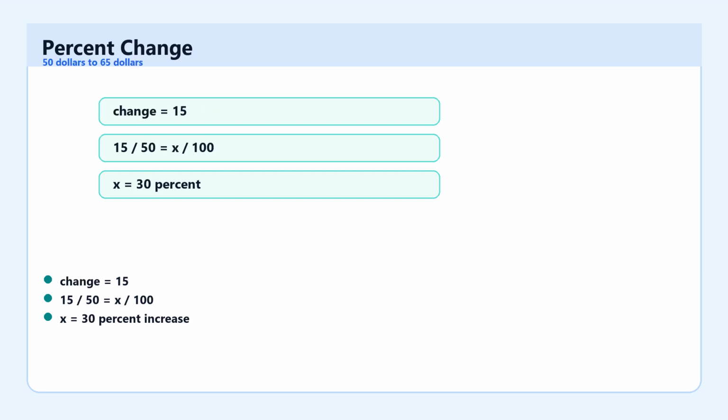Percent change uses a different setup. If a price goes from $50 to $65, the increase is $15. Percent increase compares the change to the original amount. Write 15 over 50 equals x over 100. Since 15 divided by 50 is 0.3, the percent increase is 30%.